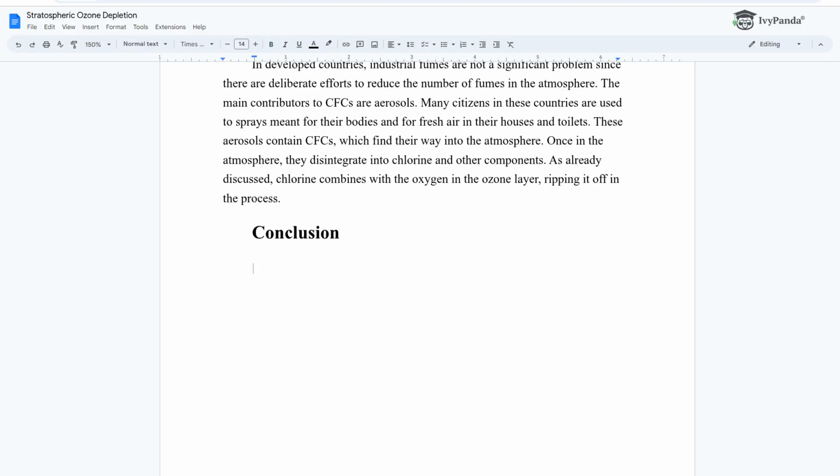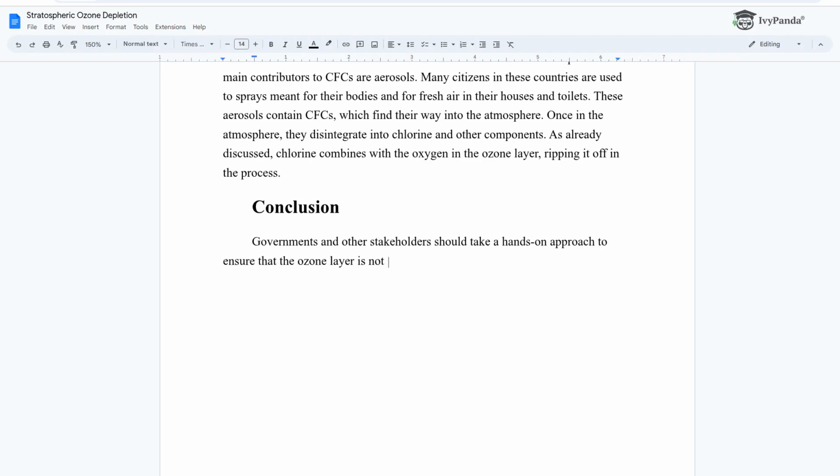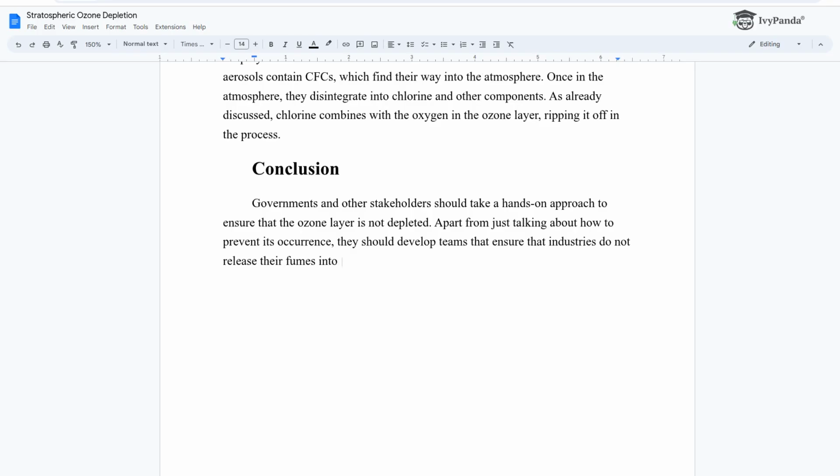Conclusion. Governments and other stakeholders should take a hands-on approach to ensure that the ozone layer is not depleted. Apart from just talking about how to prevent its occurrence, they should develop teams that ensure that industries do not release their fumes into the atmosphere without ensuring that all harmful elements are eliminated.